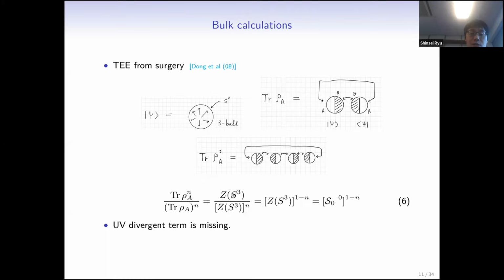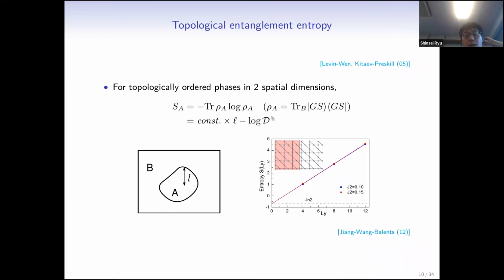There's some normalization which we have to take care of that gives you an additional factor of 1 over this partition function raised to the power n. Okay, so in the end, this quantity captures the data associated to the path integral on S3, and that is related to the zero entry of the modular S matrix, and that is actually equal to 1 over the total quantum dimension. So this way, we can recover this part of the topological entanglement entropy.